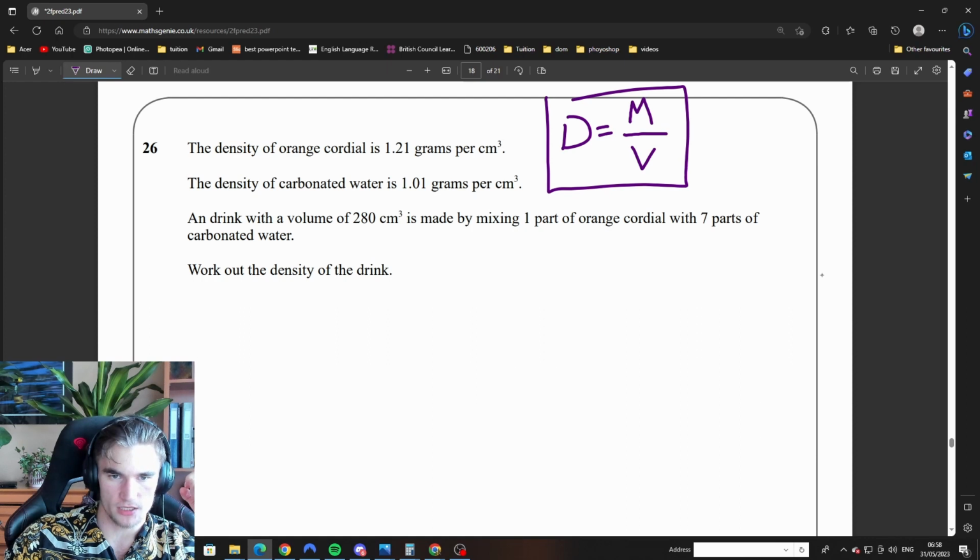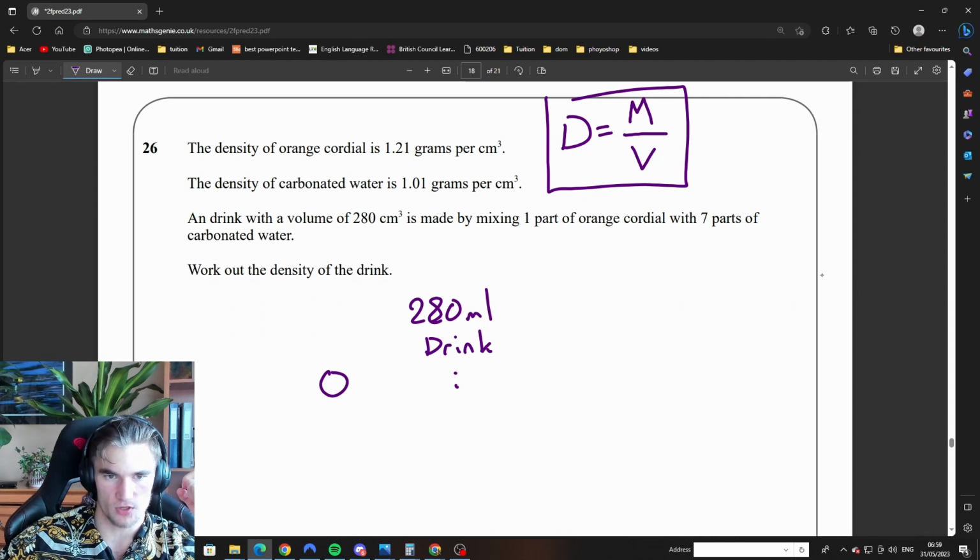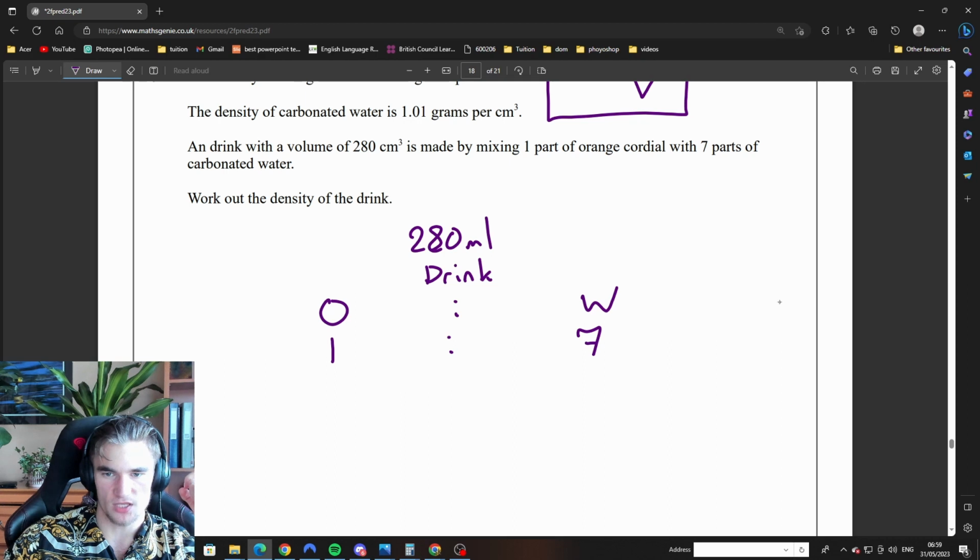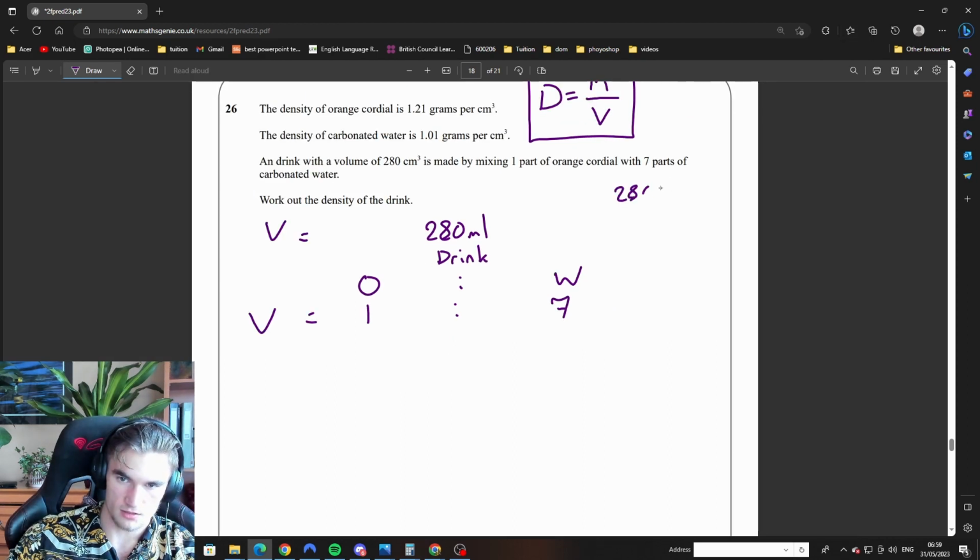I'm told that the drink is 280 milliliters. And this 280 milliliter drink is made out of 1 part orange, 7 parts of water. So I need to split this 280 between these two just to see how much volume there is in each of them. 280 divided by 8. Why 8? Because there's 8 parts in total. Just to illustrate with boxes, this is 1 part, this is 7, okay? You see, so there's 8 boxes in total. So I know that 1 part is 35 milliliters, and the orange is 1 part, so that's perfect. So the orange is 35 milliliters, or centimeters. So yeah, I should have put centimeters here, my bad.